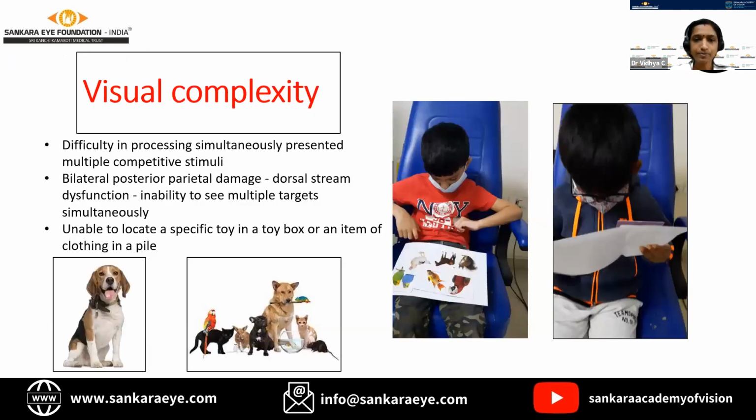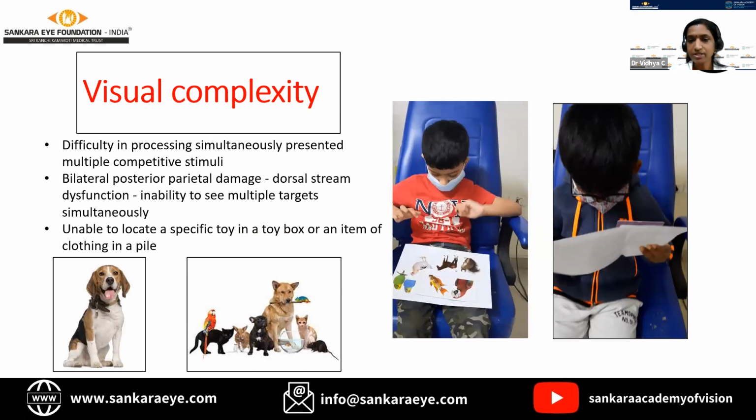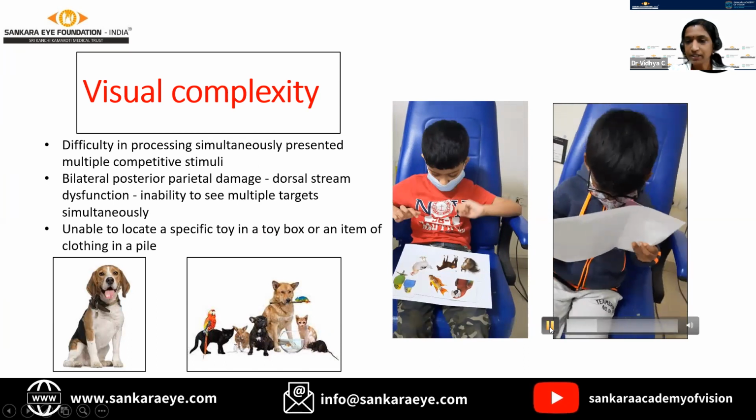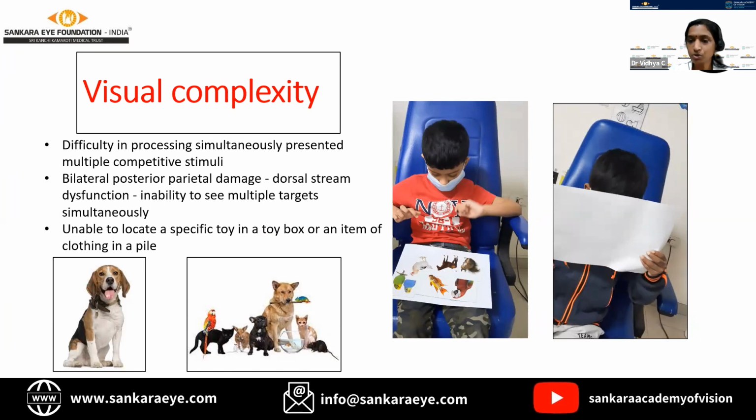Visual complexity. It is a difficulty in processing simultaneously presented multiple competing stimuli. You can see this child is very brisk in pointing out the target when I asked him to show the horse here. When a CVI child is shown, you can see the child is taking the chart close to the face to declutter the target so that he can locate it.